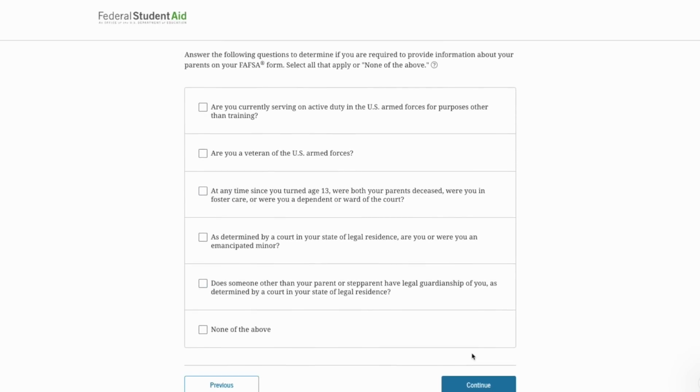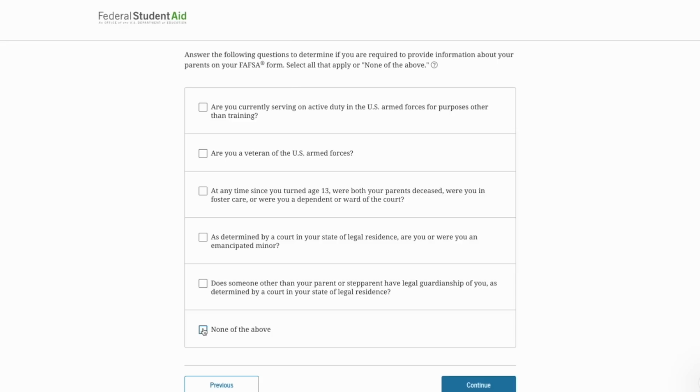Now here's a series of questions which can help determine whether a student can apply as an independent student. The first two questions pertain to whether the student is either actively in the military or a veteran of the armed forces. The third question asks whether after the age of 13, the student's parents were deceased, whether they're in foster care or dependent or ward of the court.